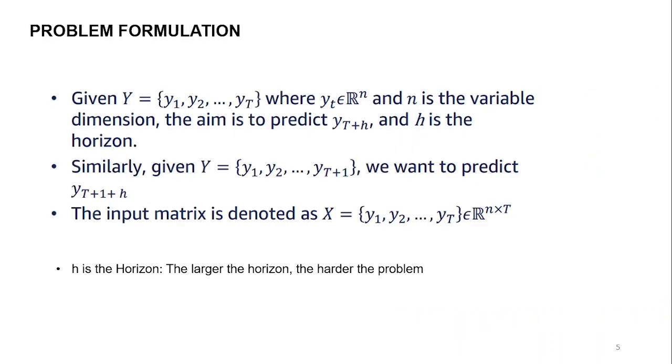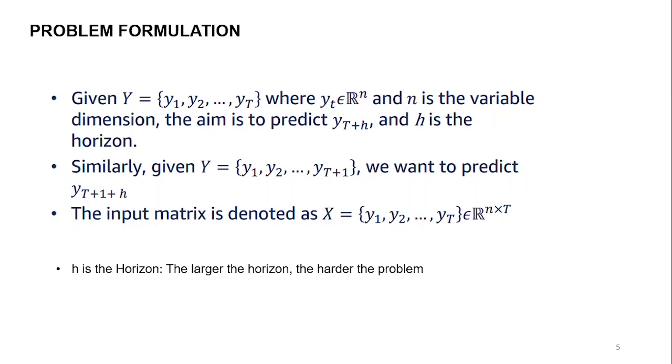Given that we have values of variables at different timestamps from y1 to y of t, where t is the timestamps, and each y is a vector that has a length equal to the number of variables. To predict y of t plus h, we formulate matrix y to range from y1 to y of t, where h is the horizon. Similarly, to predict y of t plus 1 plus h, we formulate our matrix to go from y1 to y of t plus 1. There's an increment in the time taken.